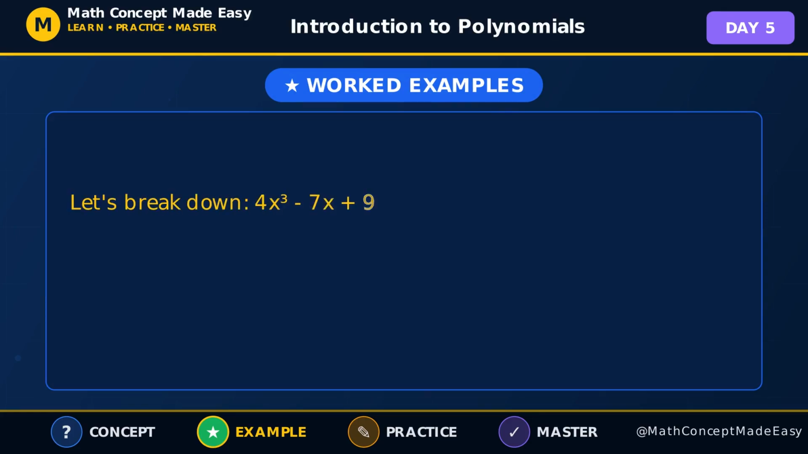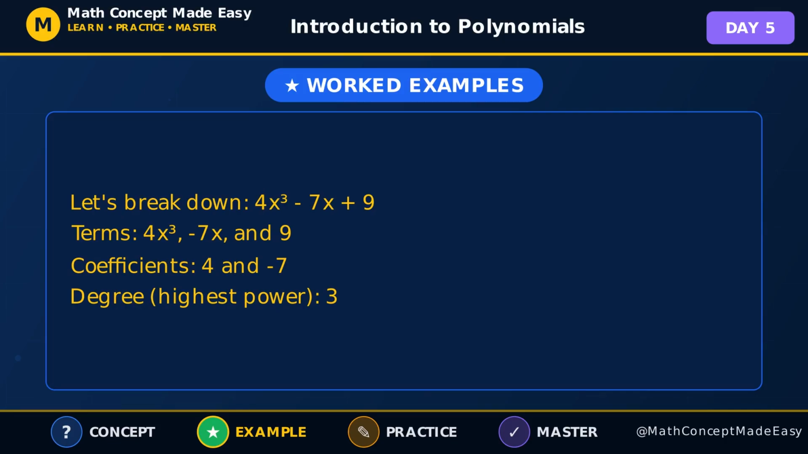Let's break down 4x cubed minus 7x plus 9. Terms: 4x cubed, negative 7x, and 9. Coefficients: 4 and negative 7. Degree: highest power, 3. Notice how every line follows logically from the one before it. That habit, checking each step, is what makes your answers reliable.